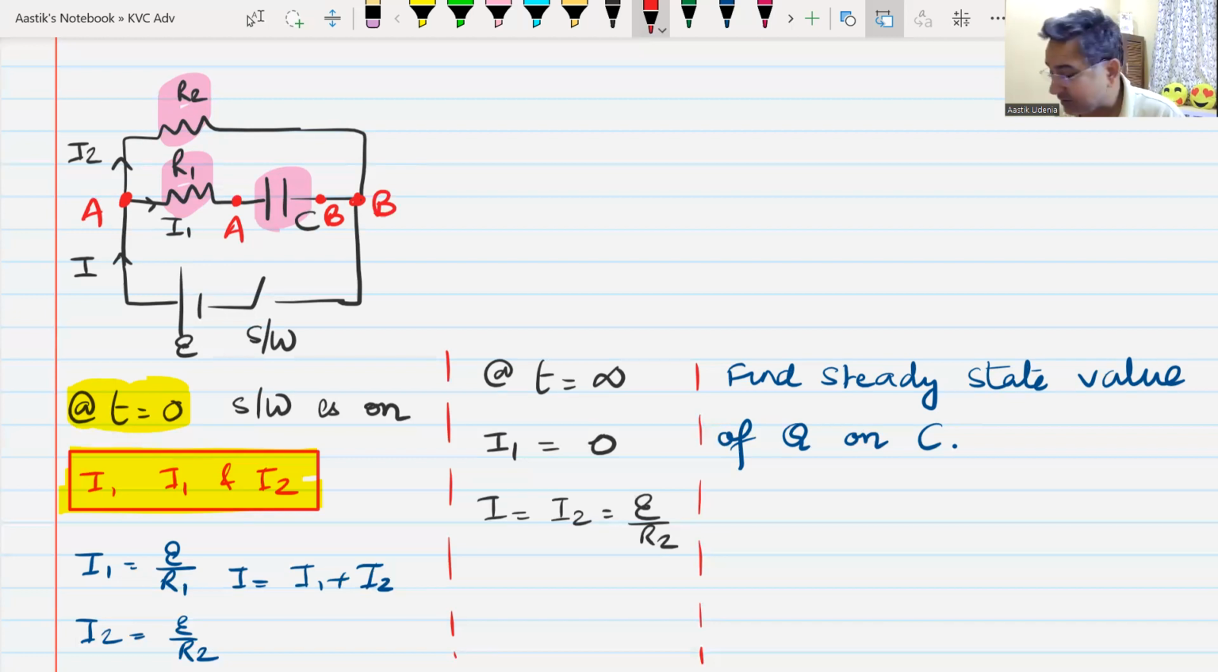Long time or short time, the potential difference between A and B is how much? There is no resistor here in between. Downwards, there is no resistor here. So the potential difference between A and B is how much? E, sir. It is always equal to E, whether it is at 0 time or infinite time. So the final potential difference across the capacitor would be E, and therefore the charge on the capacitor will be E into C.